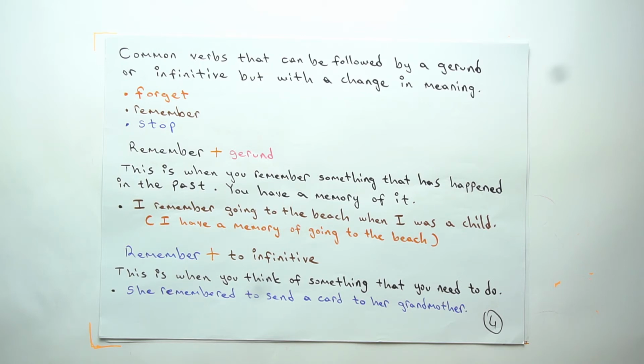This is when you remember something that has happened in the past, you have a memory of it. Remember plus gerund means that you have the memory. I remember going to the beach when I was a child. It means that I have a memory of going to the beach.